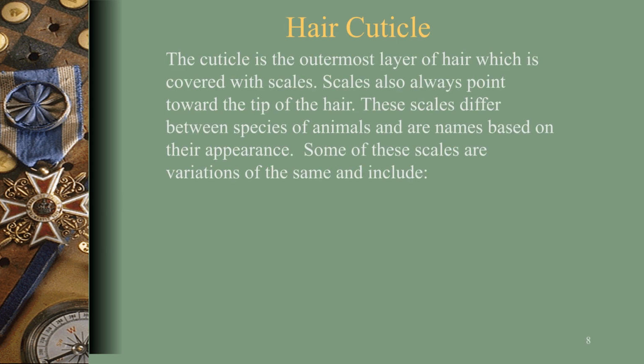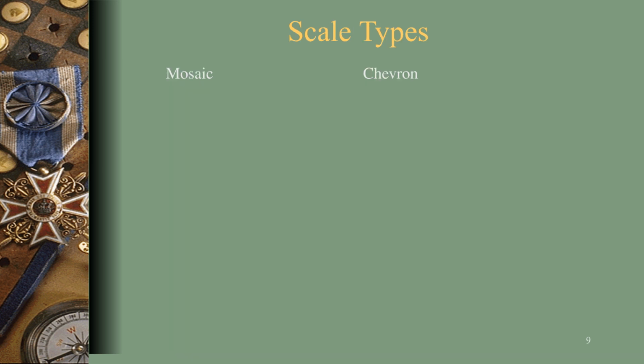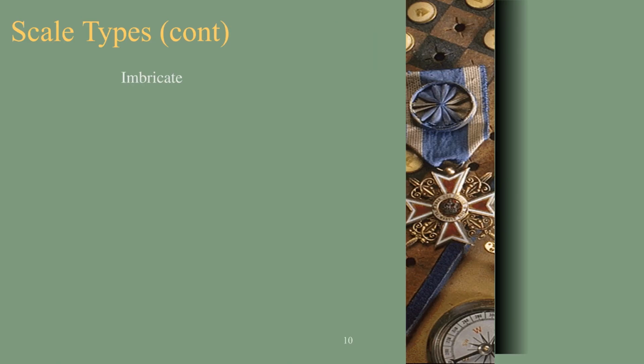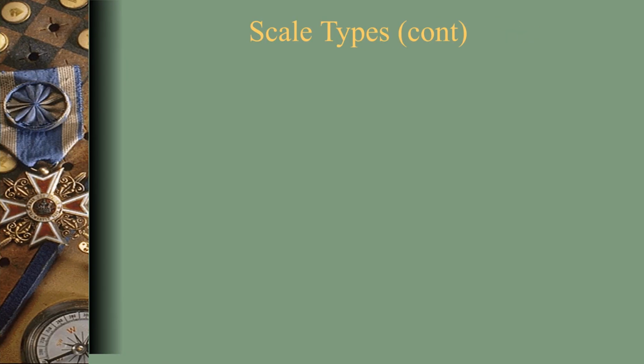The hair cuticle is the outermost layer, covered in scales that point toward the tip. These scales, which vary by species, include types like mosaic, pectinate, imbricate, petal, diamond petal, and chevron. Here we see examples of two specific scale patterns, the mosaic pattern and the chevron pattern. Continuing with scale types, this view highlights the appearance of the pectinate and imbricate pattern. And finally, for our scale types, here are the petal and diamond petal patterns.